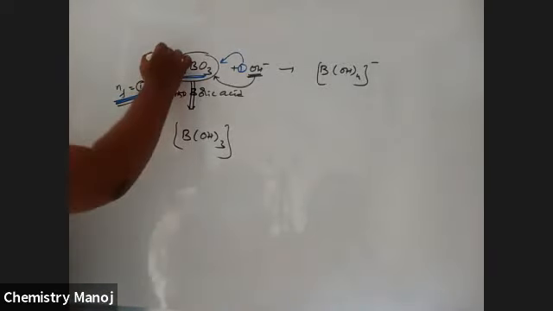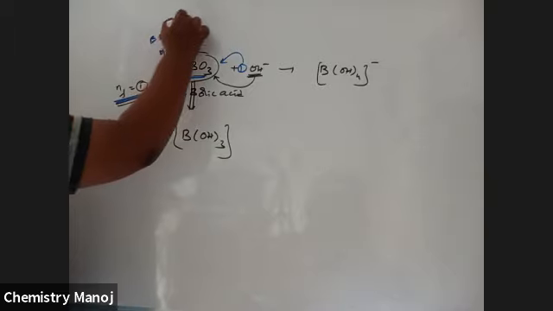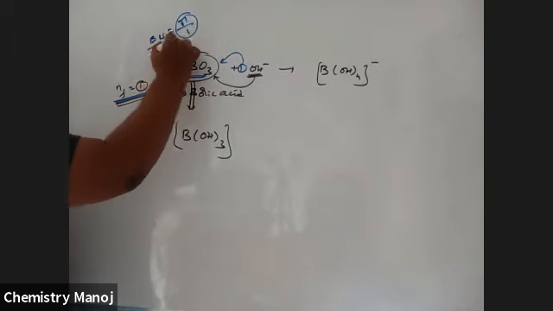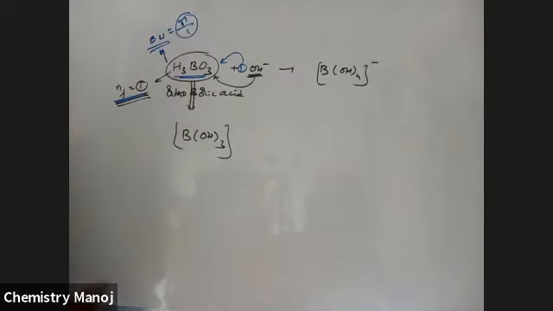Therefore, for this, equivalent weight is equal to its molecular mass by 1. For H3BO3, orthoboric acid, equivalent weight is equal to molecular weight. Okay, so these are some examples for acids. So next, for bases.